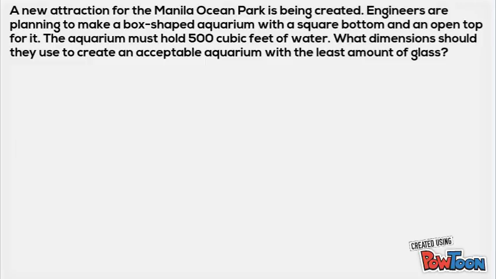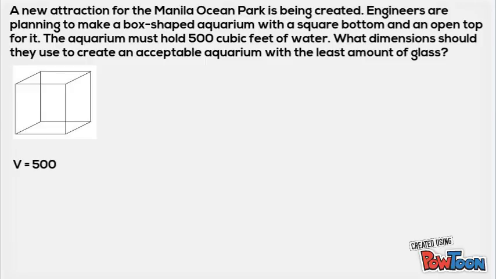First, let us draw a box with a volume of 500 cubic feet, length and width labeled with variable x, and height labeled with variable y. Since the volume is equal to length times width times height, the volume of this box would be 500 equals x times x times y, or 500 equals x squared y. We call this equation the constraint.